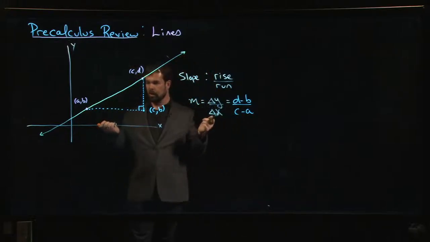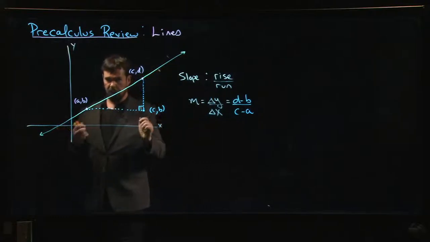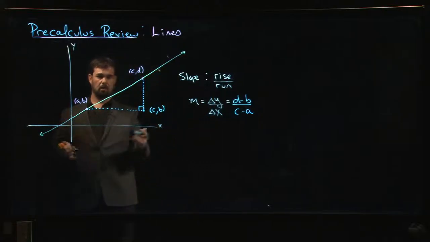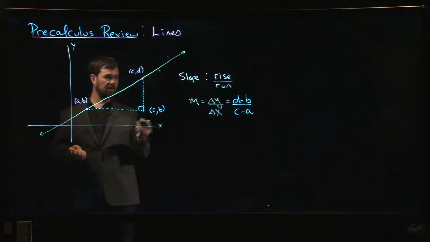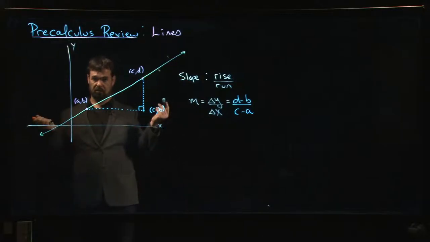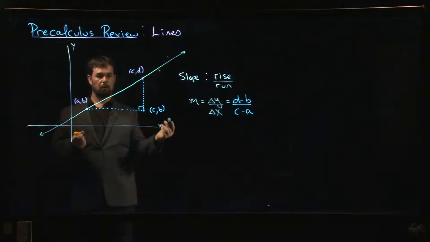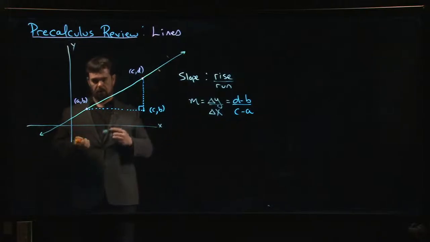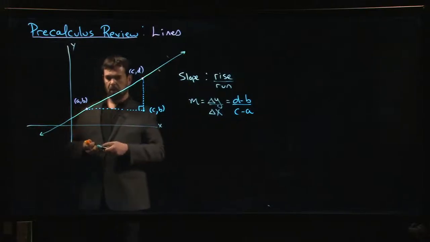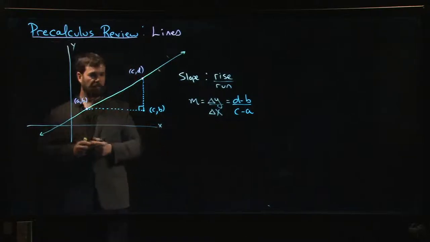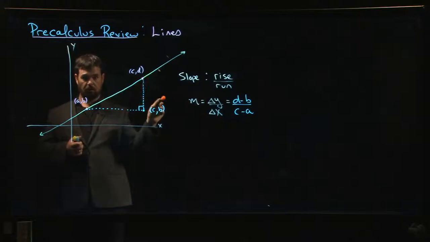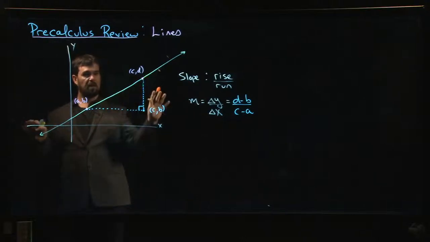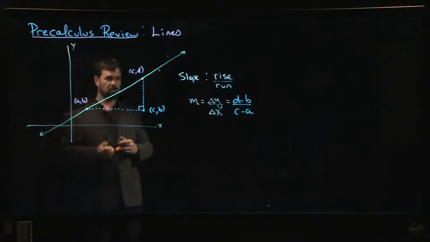That's fine, but I could do this for any two points on any curve, right? I could draw a parabola, circle, I can choose two points, I can calculate delta y over delta x, right, for any curve that I want. What's special about a line? Well, the thing that's special about a line, what makes lines different from other curves, is that this number is constant. I will get the same slope for any two points on the line that I choose, right?